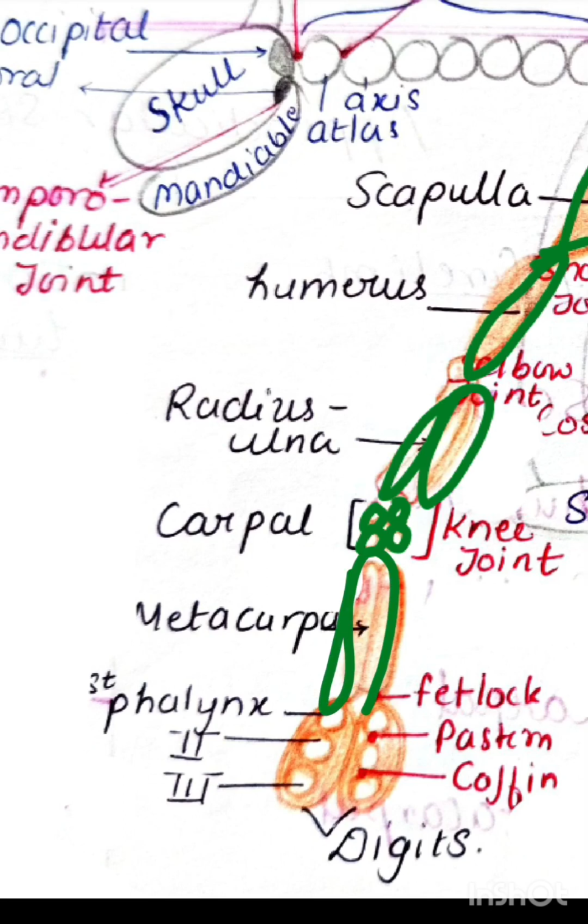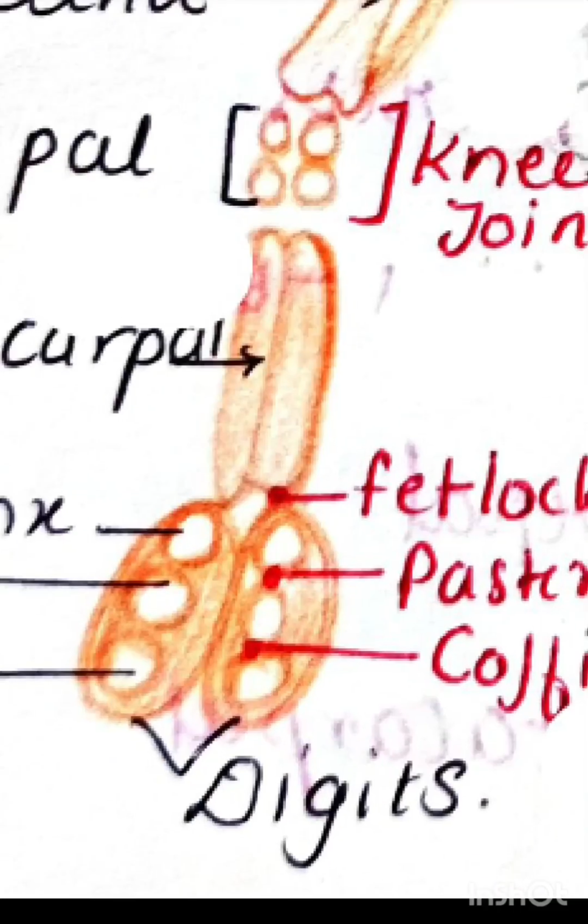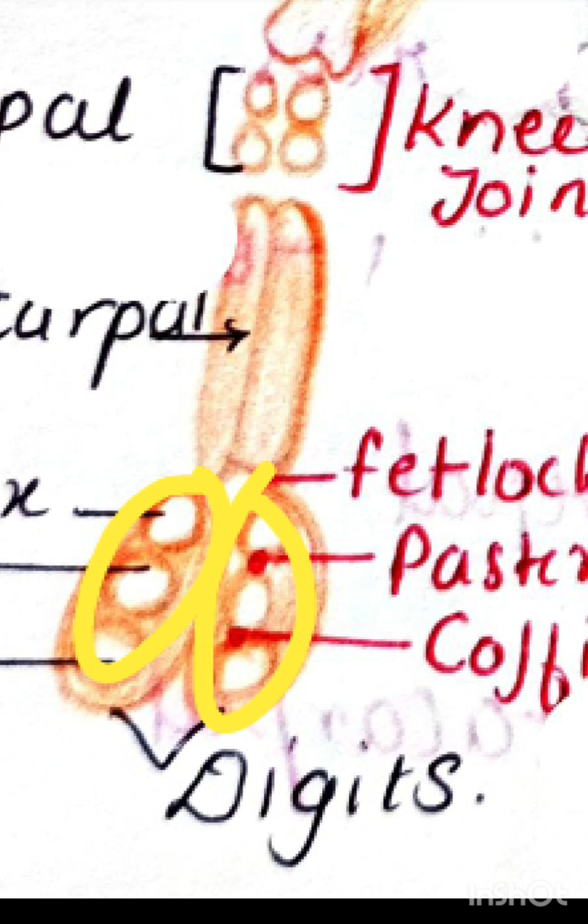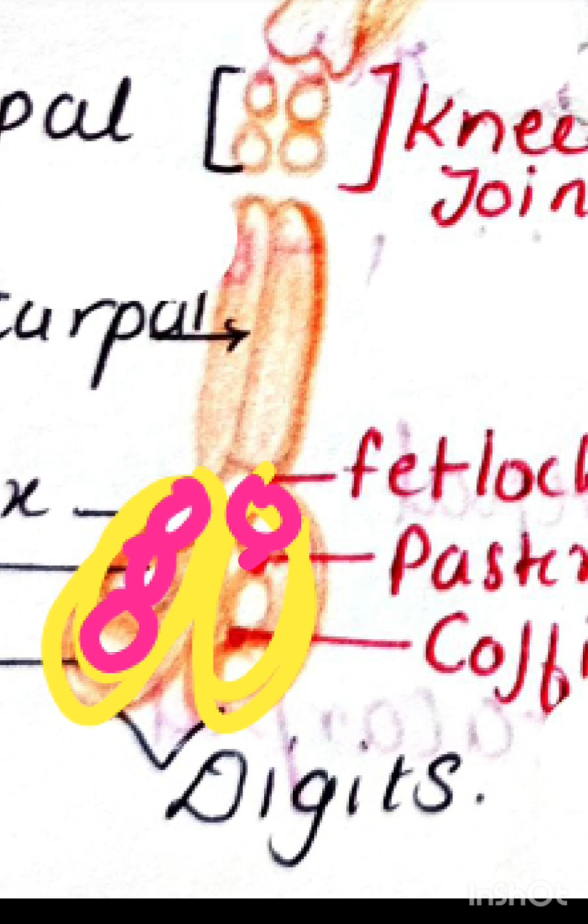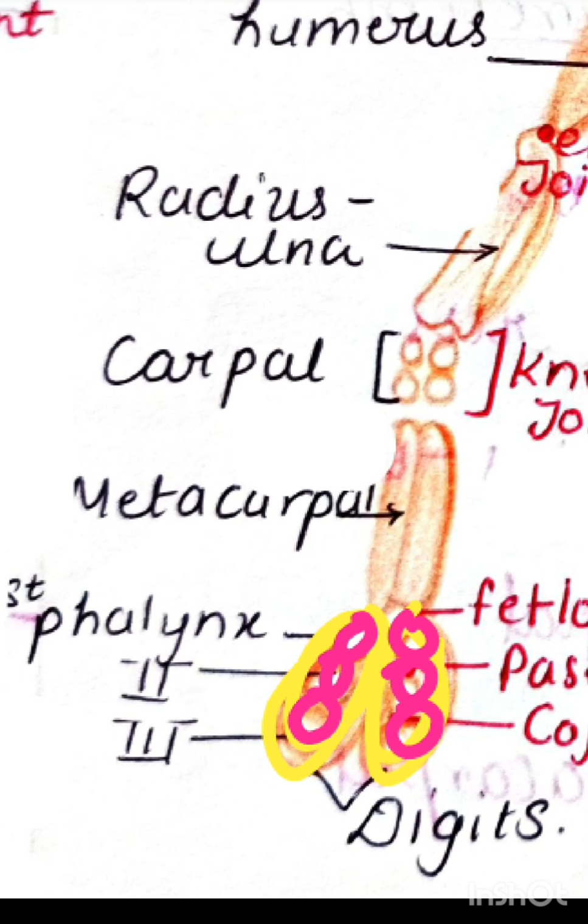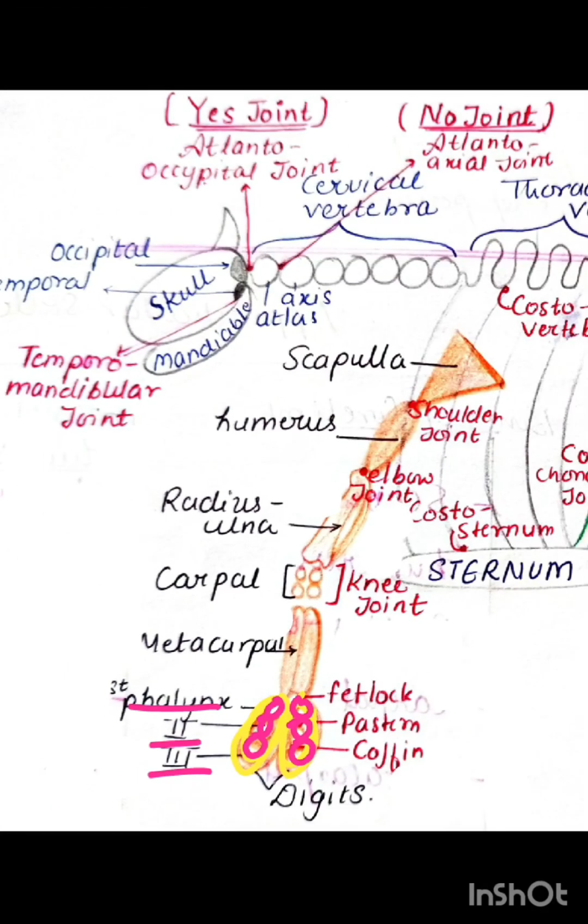Next is the metacarpal. Metacarpals are much longer bones compared to the carpal bones. The last one is the phalanges, and these contain 3 phalanges and 2 digits. Let me clear it out. These are 2 digits, and in these 2 digits there are 3 phalanges, known as phalanx 1, phalanx 2 and phalanx 3.